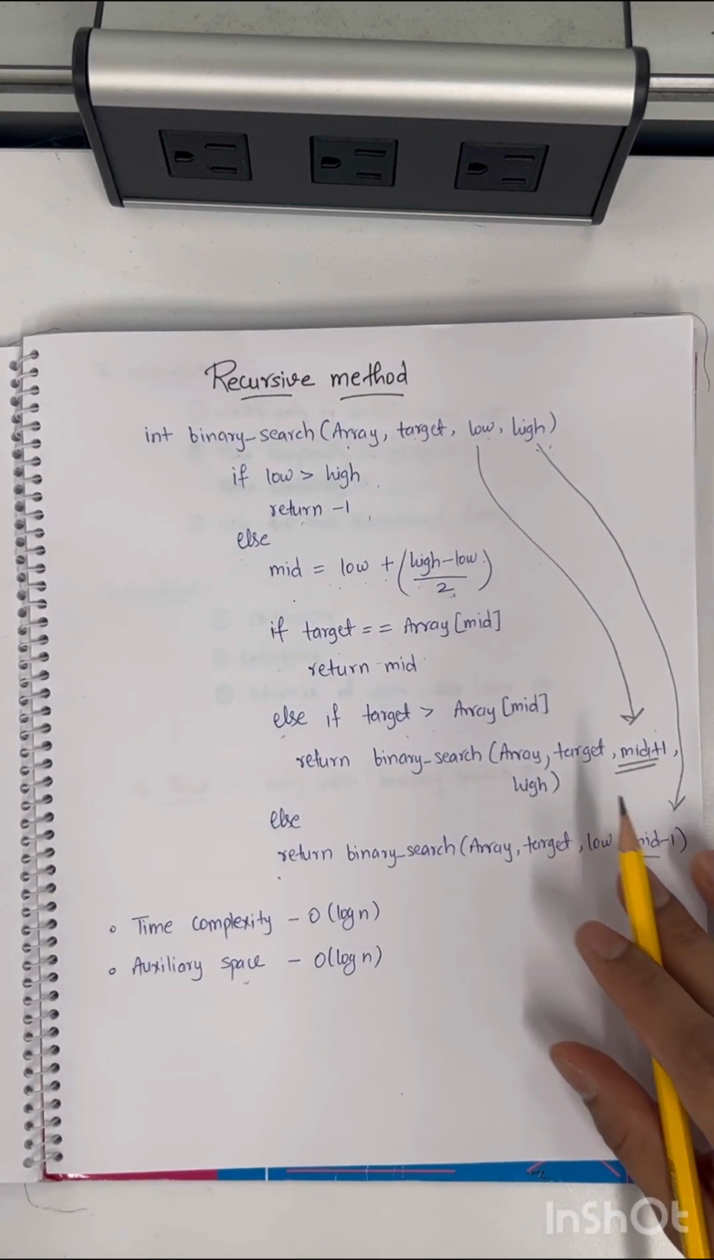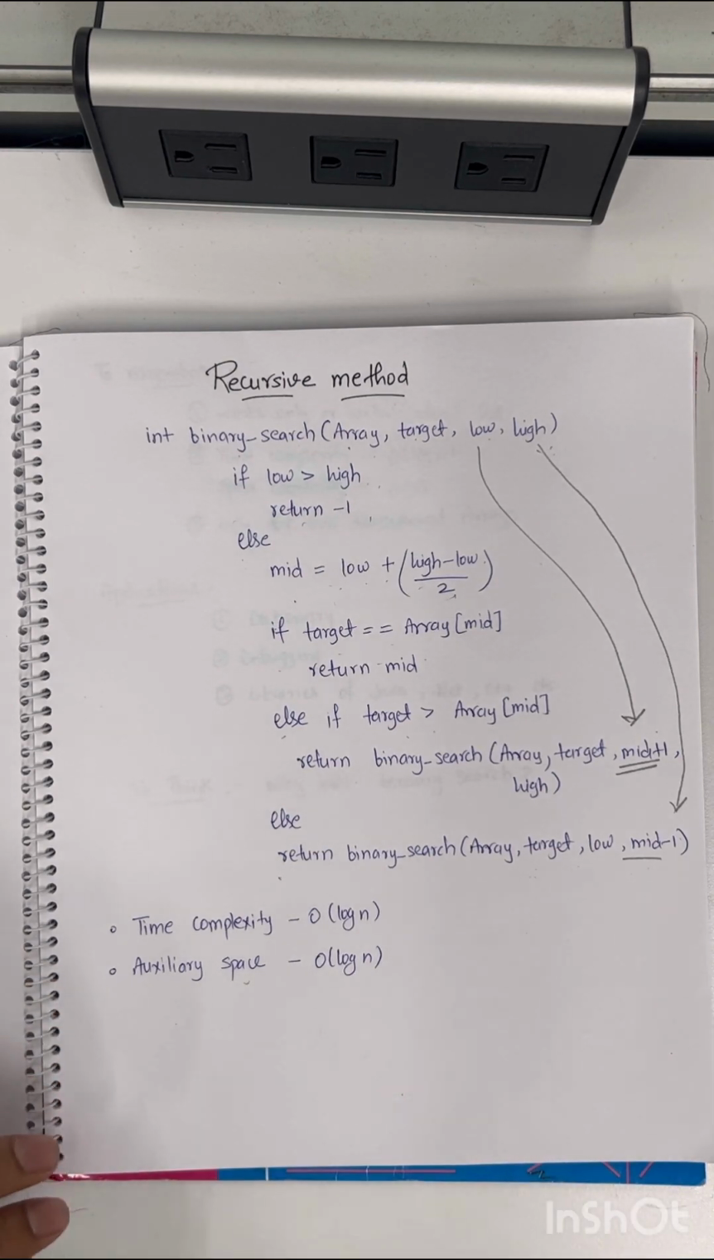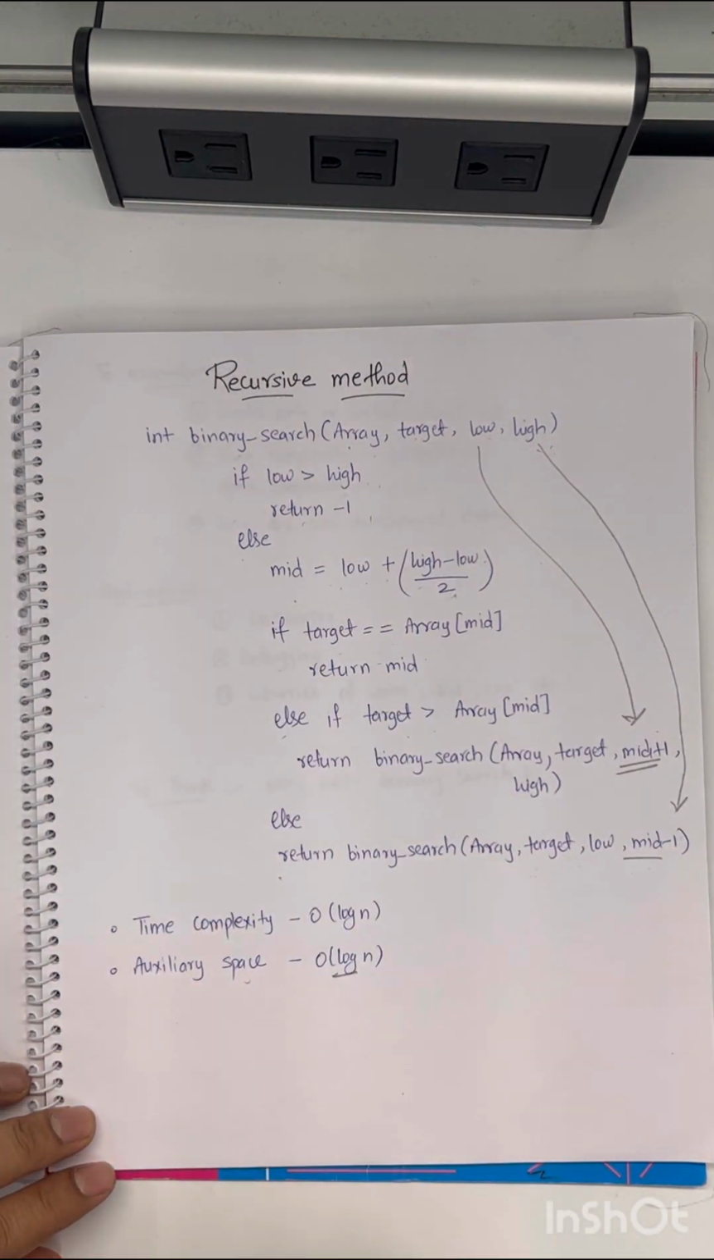The time complexity is the same, O of log n, because every time we are doing the same thing, we are dividing the array into 2 parts. What is the auxiliary space? So in case of iterative method, we were using O of 1 space. But in case of recursive method, why is it O of log n?